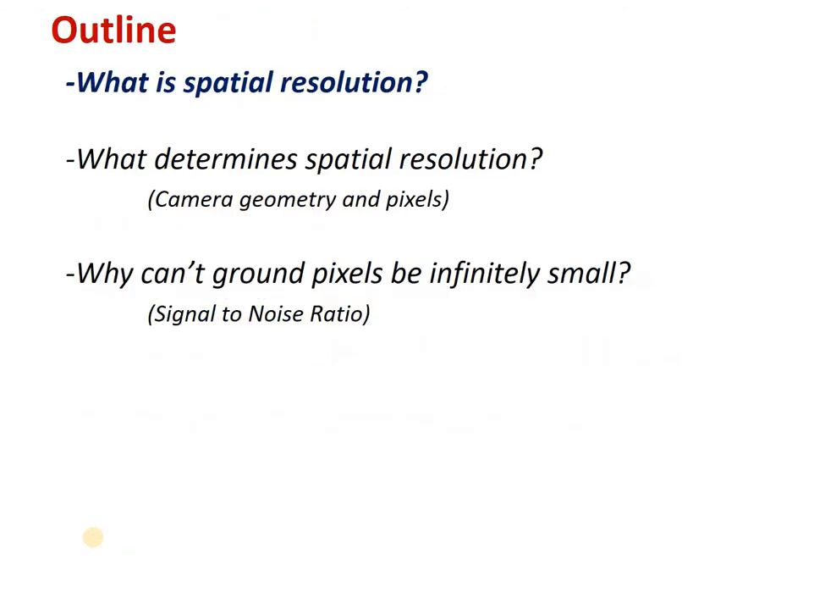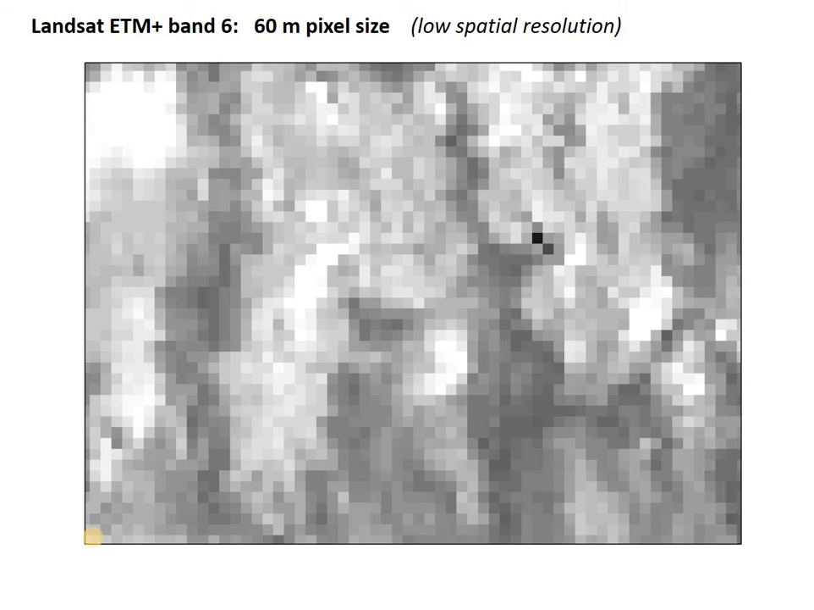And let's start by digging into spatial resolution. So I'm going to show you 3 examples of the exact same image. Here's Landsat band 6. It's a 60 meter pixel size. So each of these square cells is 60 meters in width.